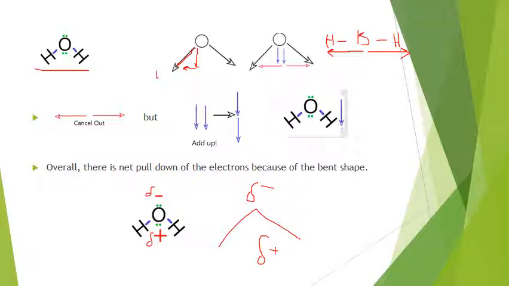And the reason why it's polar is not because of the atoms that are attached, it's because of the shape. I didn't have to change the atom here to change the polarity. I just changed the shape. So you can have two molecules that have the same atoms attached in different shapes, and you can have different polarities.